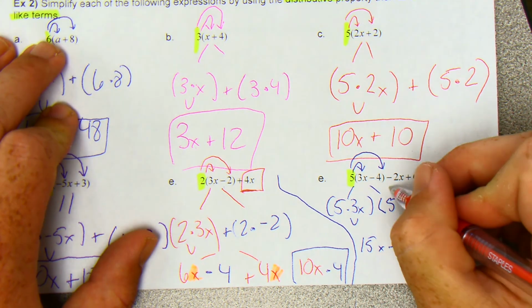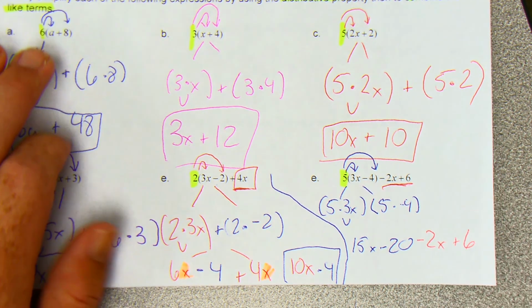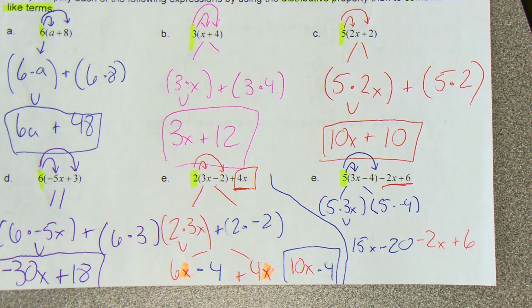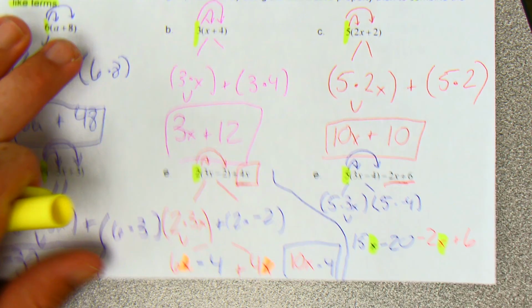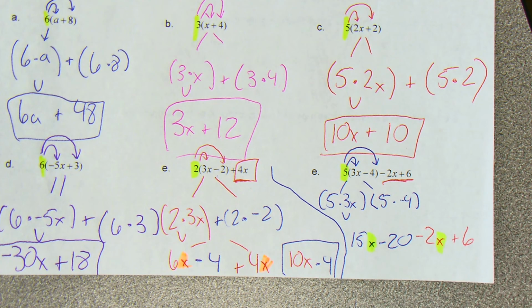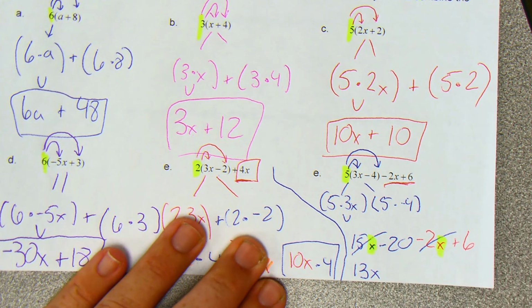Now I'm going to bring down this part over here. We have minus 2x plus 6. And if you look, we do have like terms here. We have 2 sets of like terms, actually, okay? So I'm going to first highlight that we share an x, so we can combine those, okay? We can combine those two. We have 15x minus 2x. So what we do is 15 minus 2, and 15 minus 2 is 13. So we have 13x. I'm going to cross these out because we can combine them, okay?